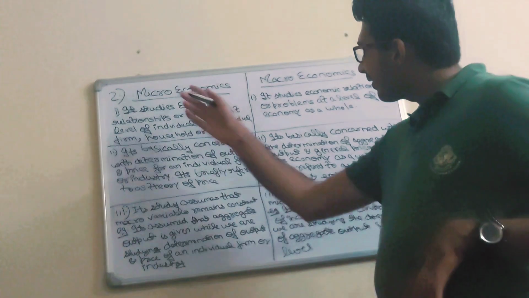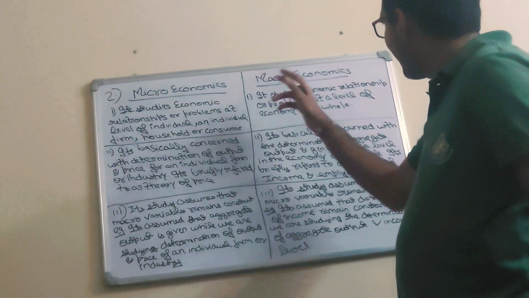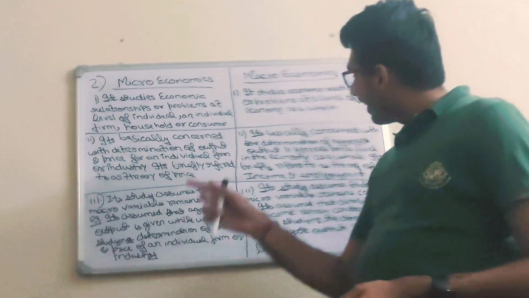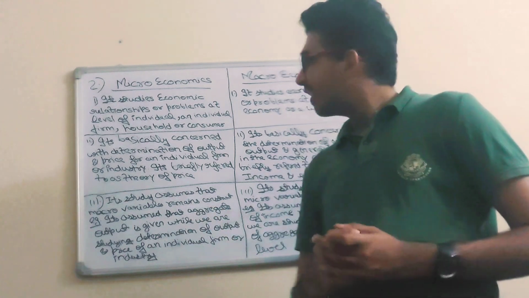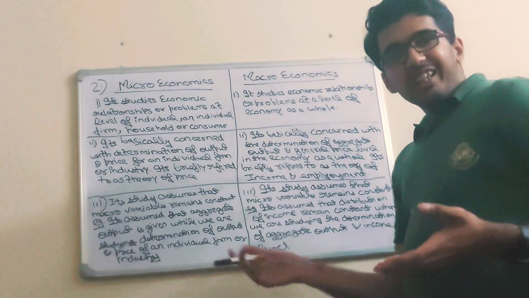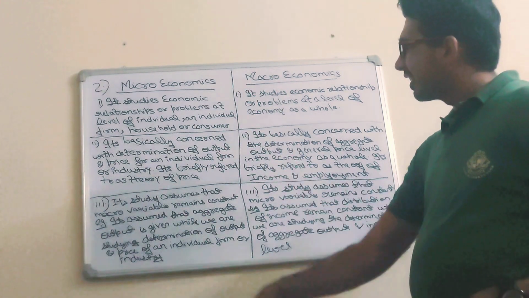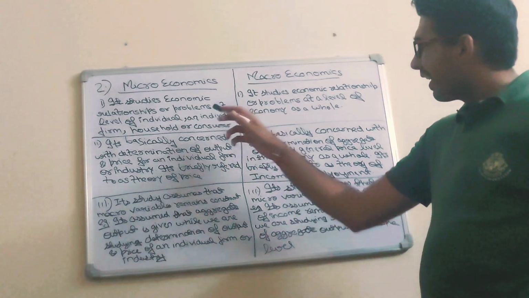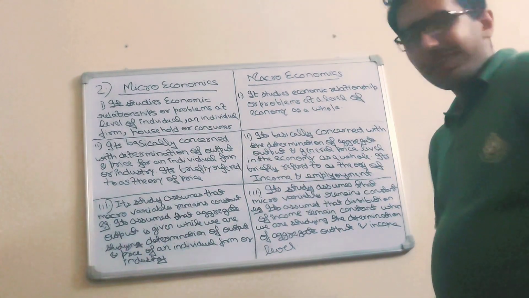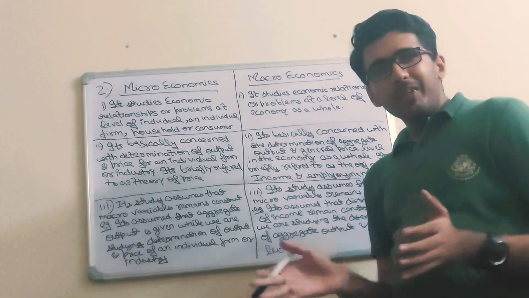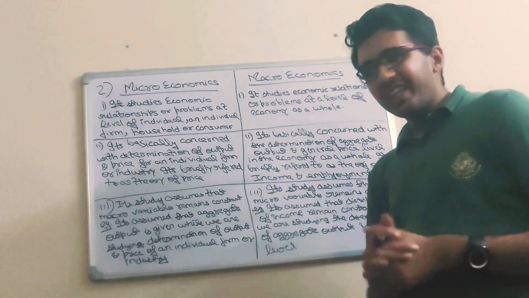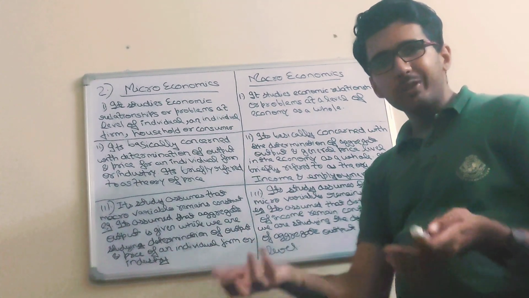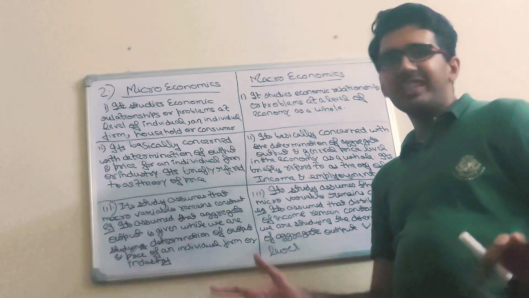There are two types of economics: microeconomics and macroeconomics. As I told you before, micro means small, chota, and macro means large. So let us study both of them. Microeconomics studies economic relationships or problems at the level of an individual, an individual firm, household or consumer. यानी कि इकोनॉमिक्स को पढ़ना स्मॉल लेवल पे, पर पर्सन पे, or when we understand economics at the level of an individual firm, an individual person, or an industry, that is microeconomics.